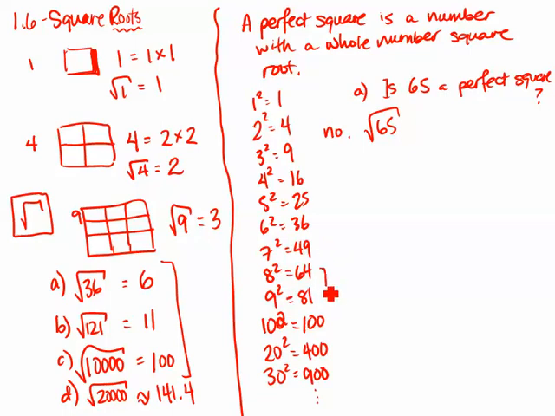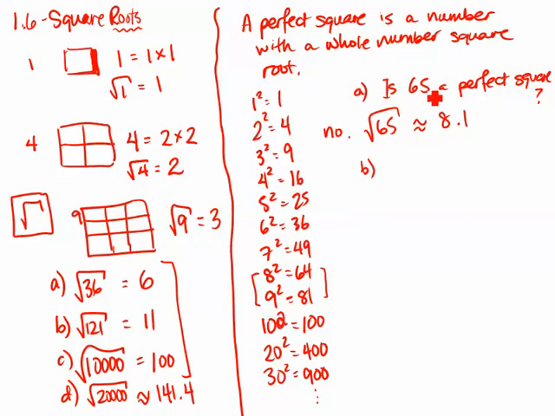We see that it falls in between 64 and 81. So that means the square root of 65 has to fall in between 8 and 9. And because 65 is closer to 64, I can guess that the square root of 65 is about 8.1. That's a reasonable guess, because it's fairly close to 8 squared, being close to 65.